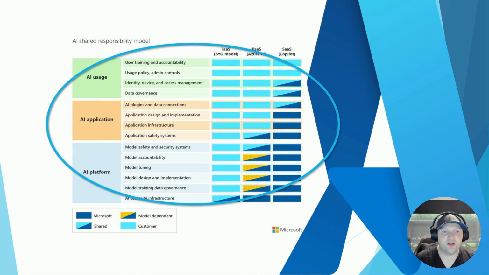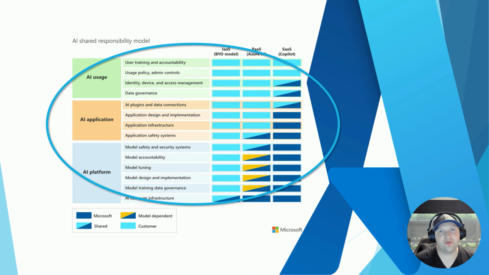But in this example, Samuel wants to play with Azure OpenAI. He's really looking at the AI application landscape. So it's the AI plugins, the data connections. He's looking at the application design and implementation and the infrastructure. And so when we go back to some of these requirements, we go, right, that makes sense. That's on us. We need to then supply him an environment to do that. We don't need to worry as much about the AI platform underneath because that's managed by Microsoft.